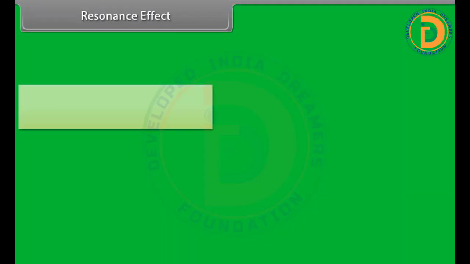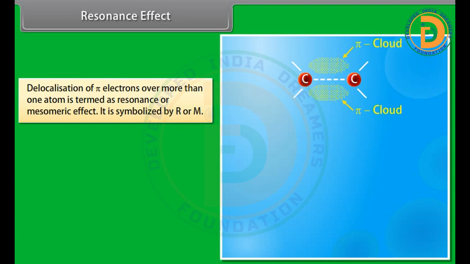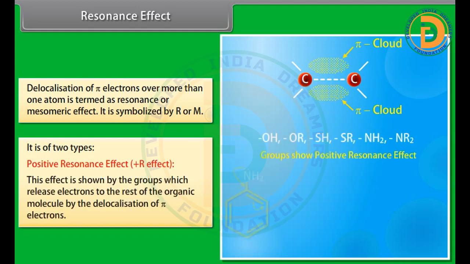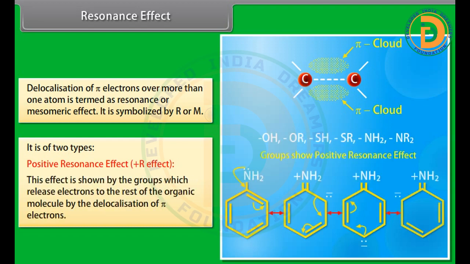Resonance effect. Delocalization of pi electrons over more than one atom is termed as resonance or mesomeric effect. It is symbolized by capital R or capital M. It is of two types: positive resonance effect, positive R effect. This effect is shown by the groups which release electrons to the rest of the organic molecule by delocalization of pi electrons, for example, aniline.